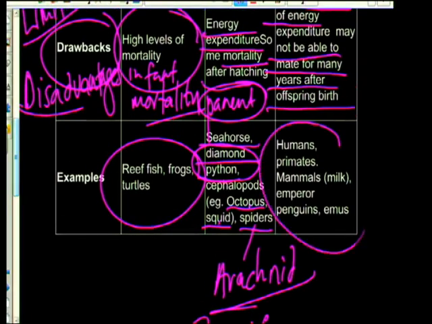Here, obviously, you give yourself as an example. First, the humans, the primates, monkeys, chimpanzees, etc., all other mammals, emperor penguins, and the emus. These are some of the animals that will display a high degree of parental care after birth, while the young are developing.